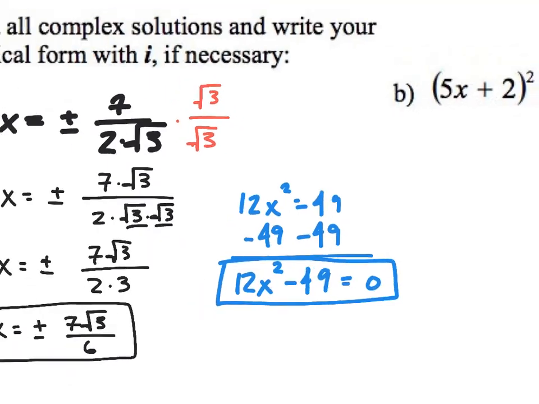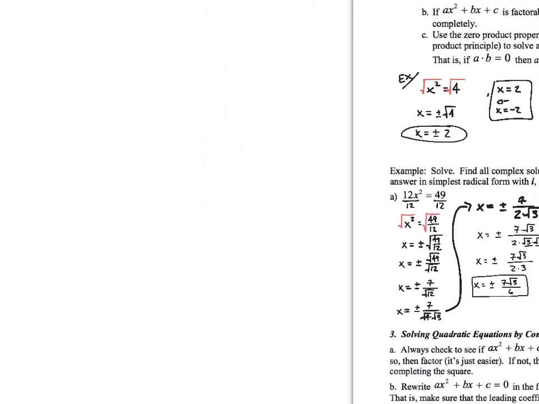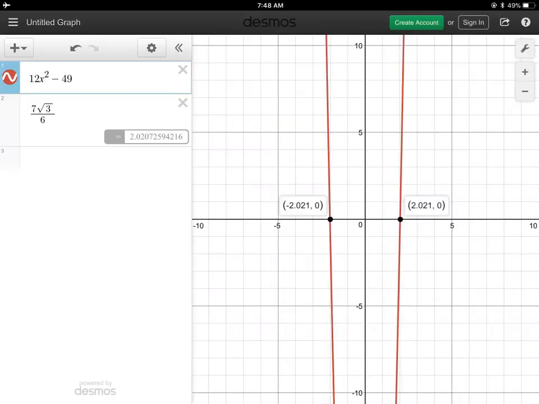Once I've done that, let's go ahead and plug this in. Let me pop up this picture here real quick. I'm going to do the whole thing so you guys can see what I'm doing. This is what I plugged into my grapher, 12x squared minus 49. You don't have to put the equals 0 part. I plugged that in and I got these two numbers here.